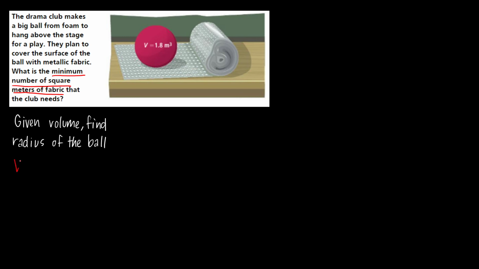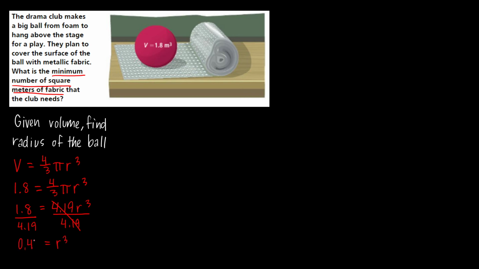So the volume of a sphere is 4/3 times pi, and we'll use 3.14 for pi, times the radius cubed. So since we know the volume is 1.8 cubic meters, we're going to replace V with 1.8. And we need to solve this equation for R. From here, 1.8 stays the same. 4/3 times pi, or 4/3 times 3.14, is 4.19. We're going to divide both sides by 4.19. So R cubed is going to be equal to 0.43.